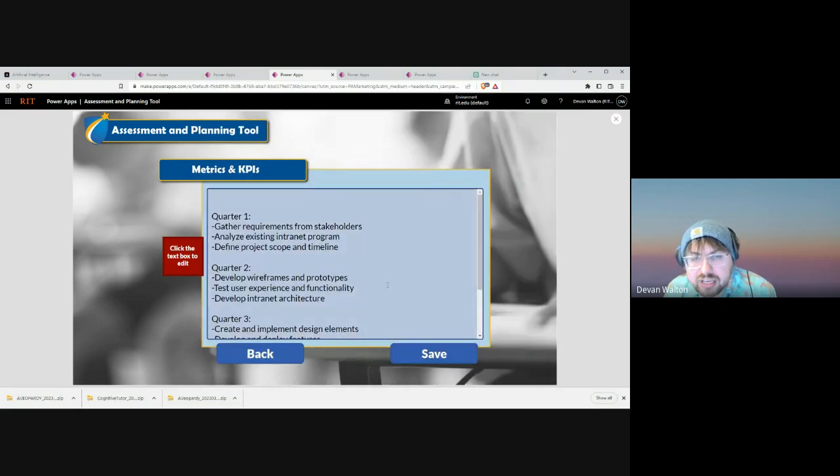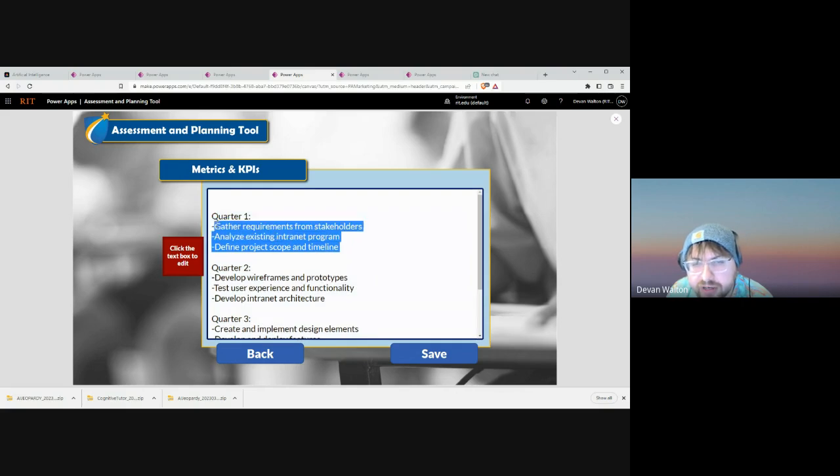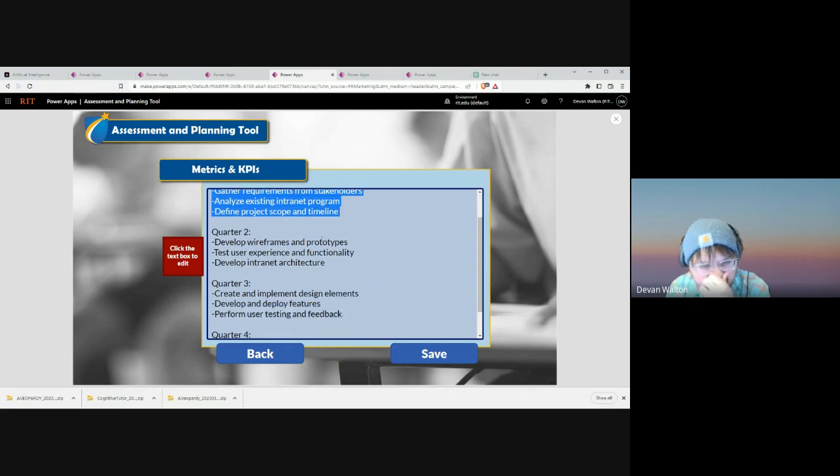And finally, the last thing this tool provides is a quarter by quarter breakdown of how you could allocate resources and spend your team's time when you are working on this initiative. So here we have the first quarter would be all about gathering information from the stakeholders, analyzing the existing intranet, and defining a scope and a more refined timeline. Then the second quarter would be doing your prototyping and testing, some user experience related stuff.